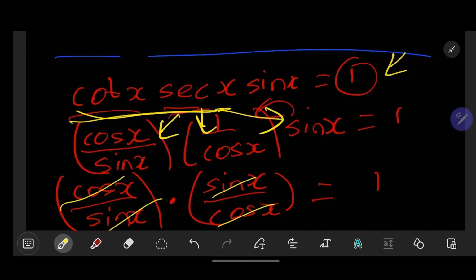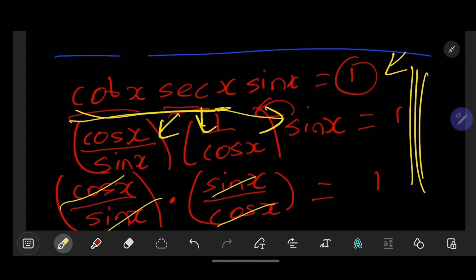But look at the mark as well, because usually the mark that is given for these identities will tell you how long it will take you to get to that answer, how many steps it will take for you to prove it. Because in this case, I would have just given you 2 marks to prove that cot x, sec x, sine x is equal to 1. And that would have told you that it would have been a 2-step or a 3-step process to get to this final proof.